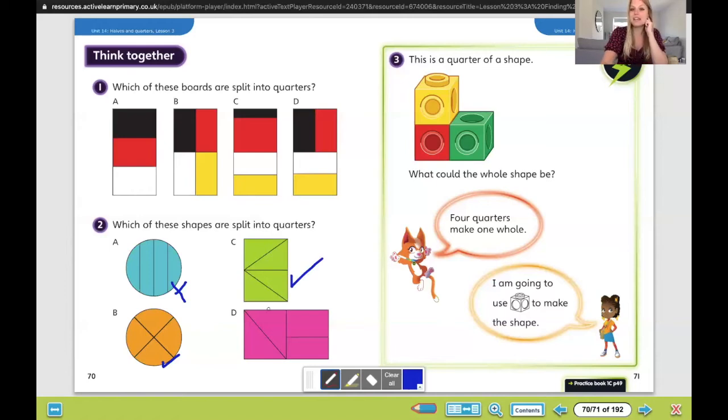What about D? Are there 4 equal parts? Well, first of all, are there 4 parts? Yes, there are. But are there 4 equal parts? No, they're not equal, are they? So I'm going to put a cross. So you can see that B and C have been split into quarters.